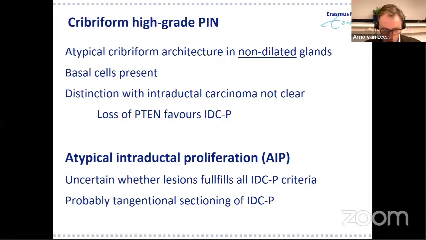The distinction of intraductal carcinoma and cribriform high-grade PIN is more arbitrary. Cribriform high-grade PIN occurs in non-dilated pre-existent glands, which is in contrast to intraductal carcinoma. Cribriform high-grade PIN is not common, and at this moment it is not entirely clear whether this should be regarded as an indolent form of PIN or the tip of the iceberg of IDC. The Hopkins group has shown that loss of PTEN in these lesions favors a diagnosis of IDC, while intact PTEN would be more compatible with PIN.